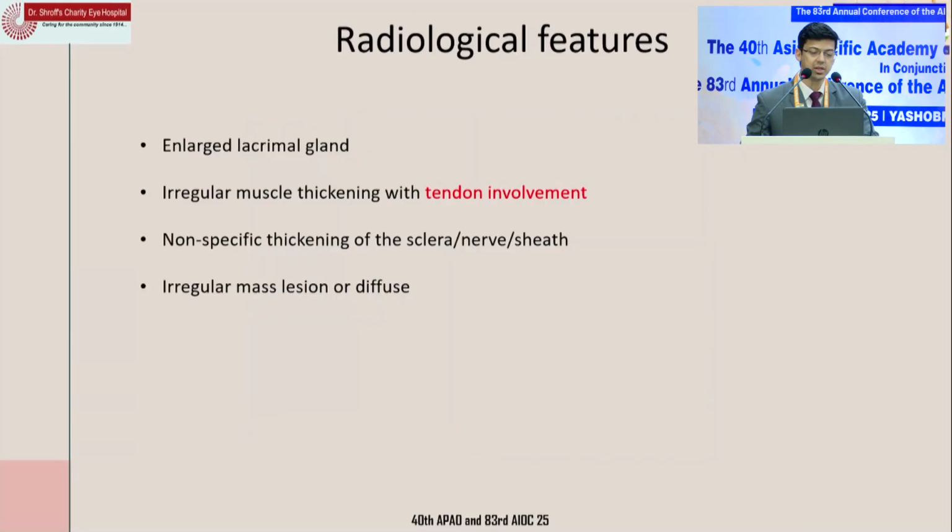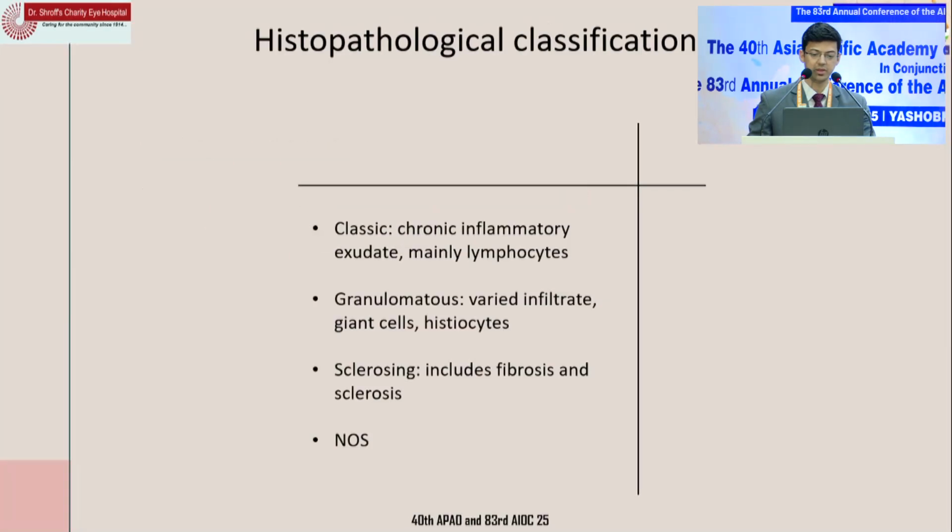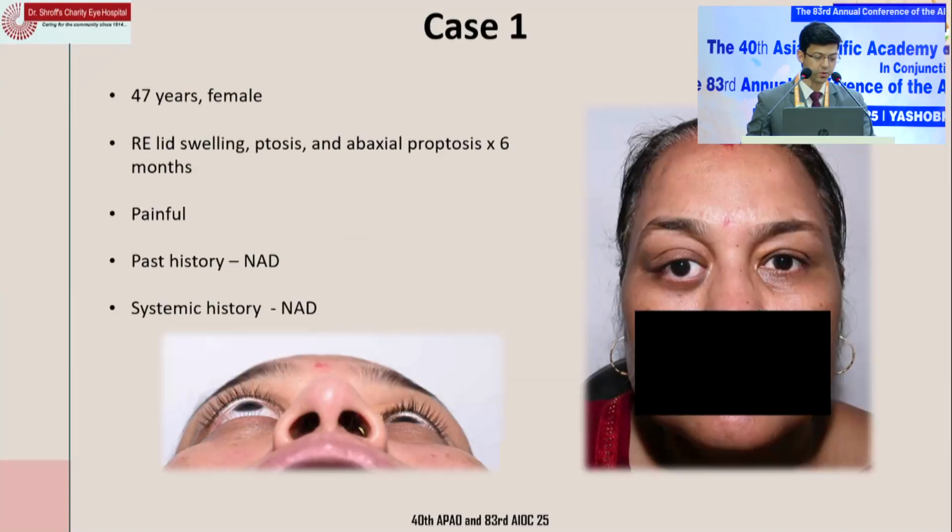Radiologically, these are the different features of IOID. I'm going to move forward from here. This is the histopathological classification of IOID. It can either be a classic chronic inflammation, granulomatous variety, or sclerosing variety, which has fibrosis and sclerosis. So we're going to go through some interesting and atypical cases of idiopathic orbital inflammation.